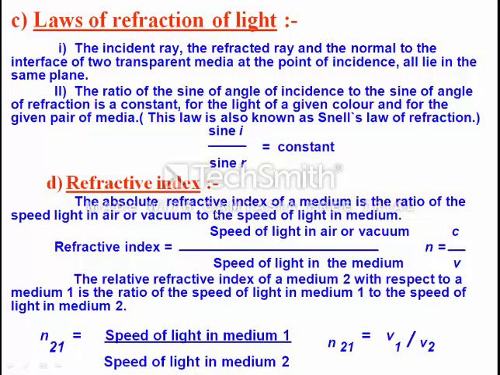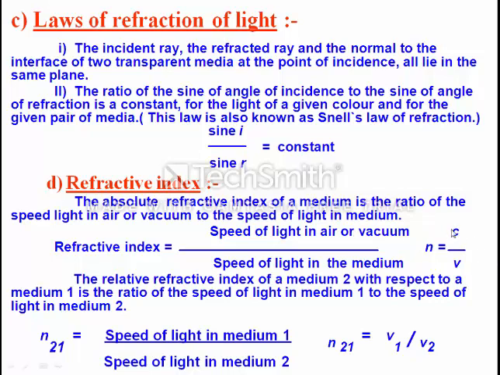First, we will understand what we mean by absolute refractive index. The absolute refractive index of a medium is the ratio of the speed of light in air or vacuum to the speed of light in that medium. We are comparing the speed of light in vacuum to the speed of light in the medium. That is, refractive index n is equal to c upon v.